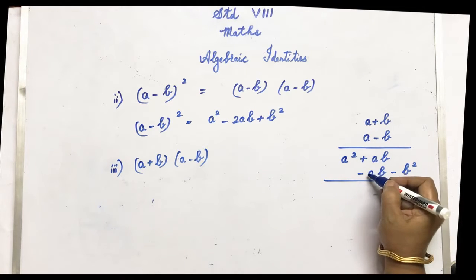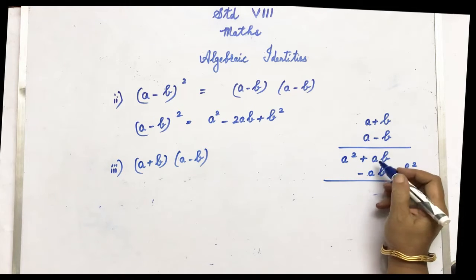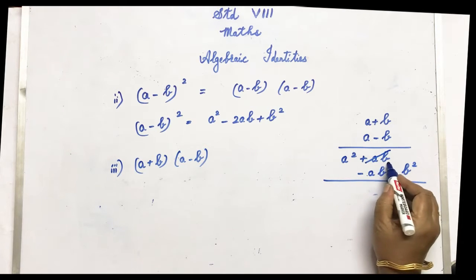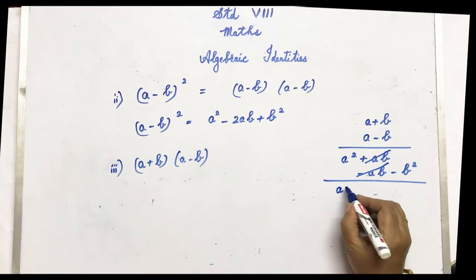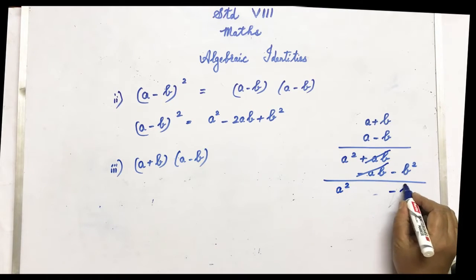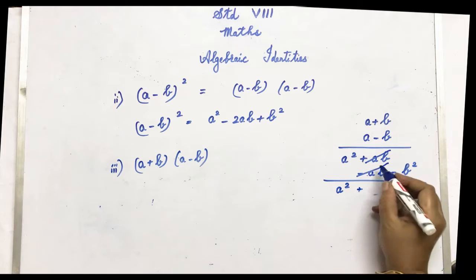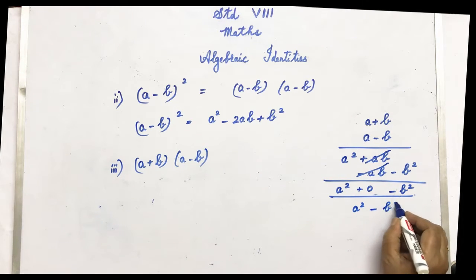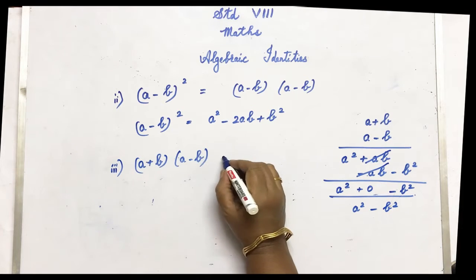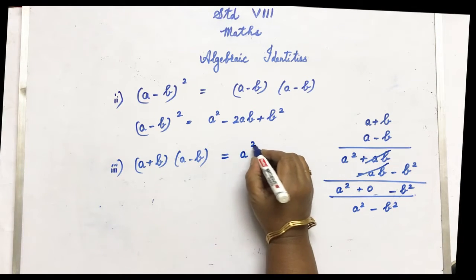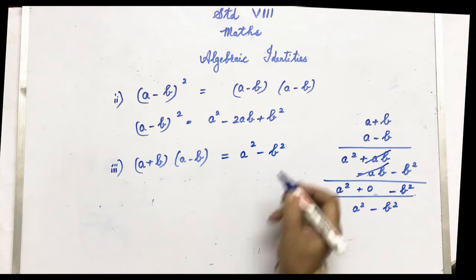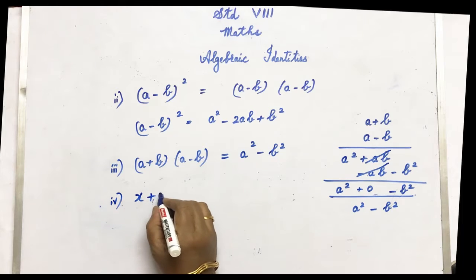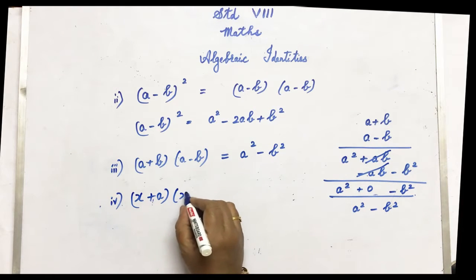So plus ab and minus ab will get cancelled, because the additive inverse of plus ab is minus ab. Here both will get cancelled, and the result is 0. So we get a squared minus b squared. So (a plus b) into (a minus b) is a squared minus b squared. Next, the fourth identity is (x plus a) into (x plus b).